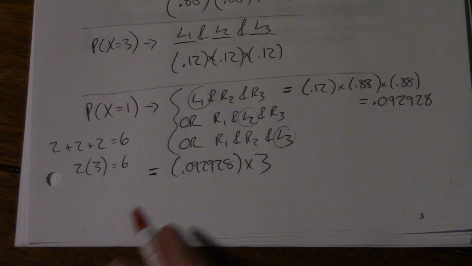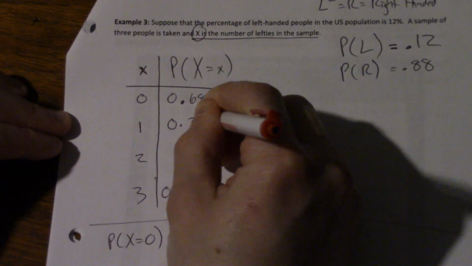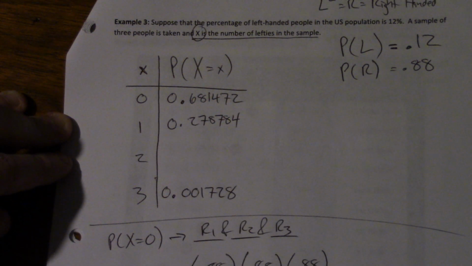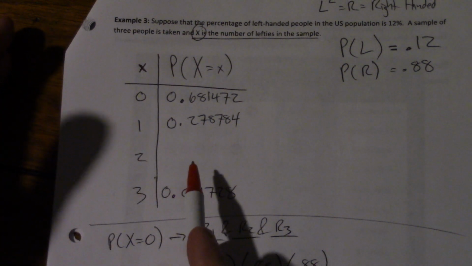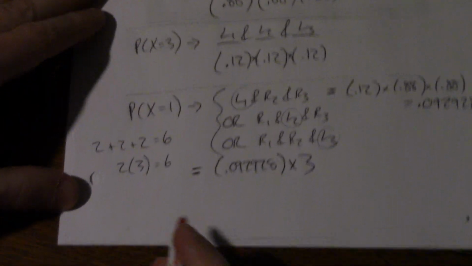So that's the probability that x is 1, 0.278784. So one more to go. You could use the complement rule if you wanted, but we'll just find it directly. It's not too bad to do here.